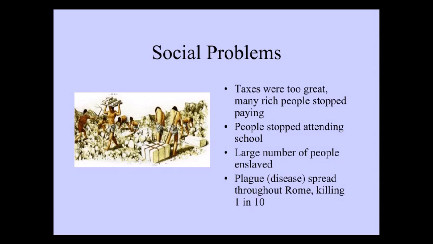And disease. Plague is going to spread throughout Rome and the Roman Empire, killing 1 in 10, or 10%, of the population. It doesn't sound like a lot to say 1 in 10, but if you think about 10 people, imagine that one of them is dead. And that's true of everything. I know of 100 people, 10 of them are dead. And imagine this is true throughout society.